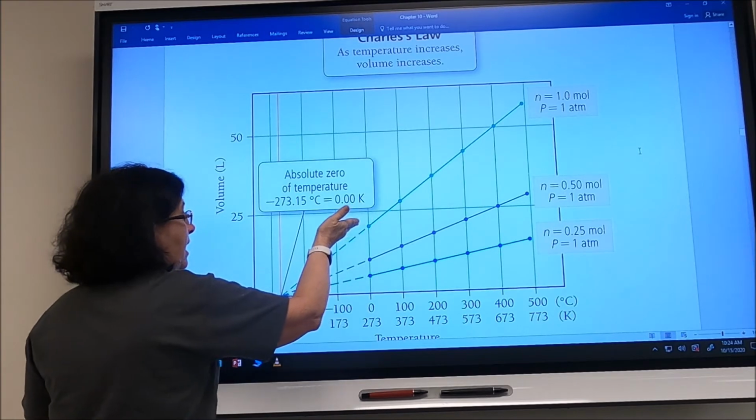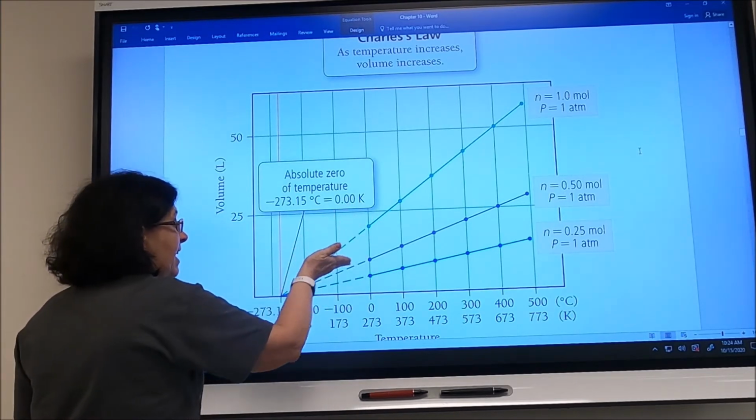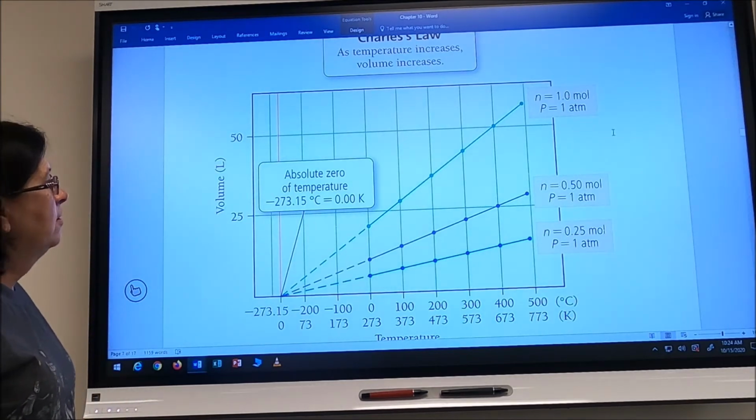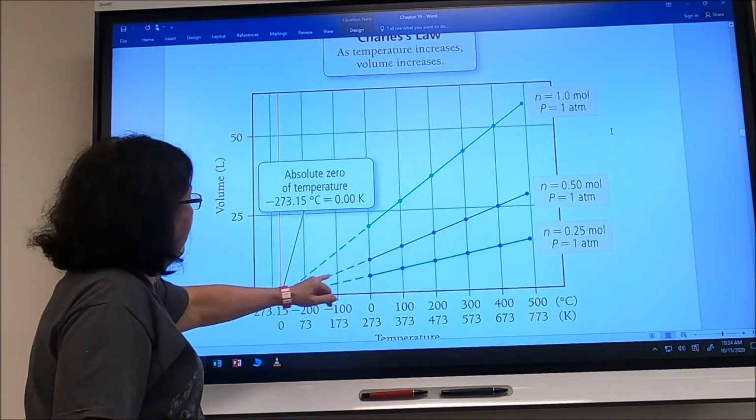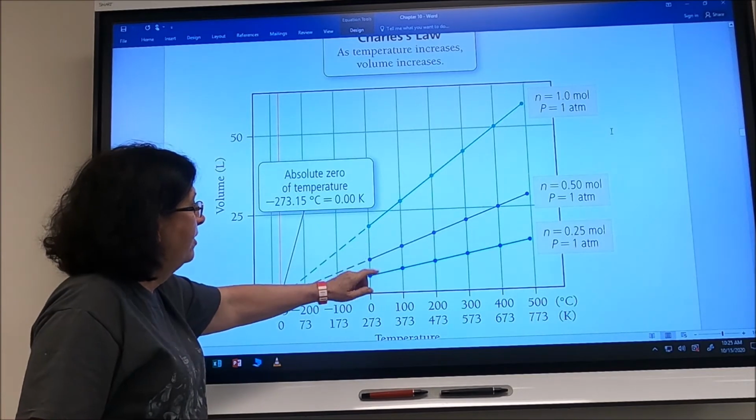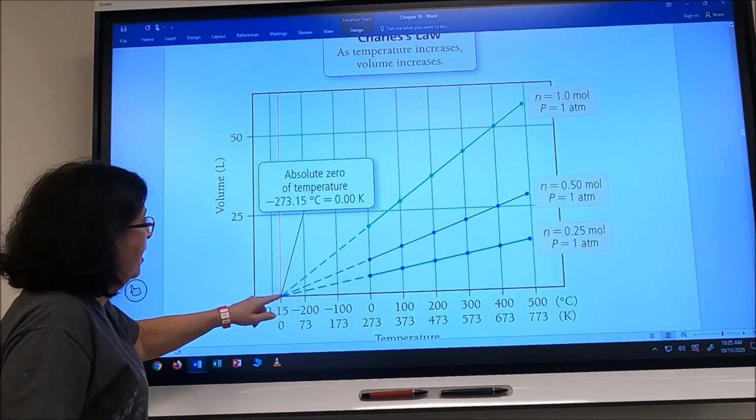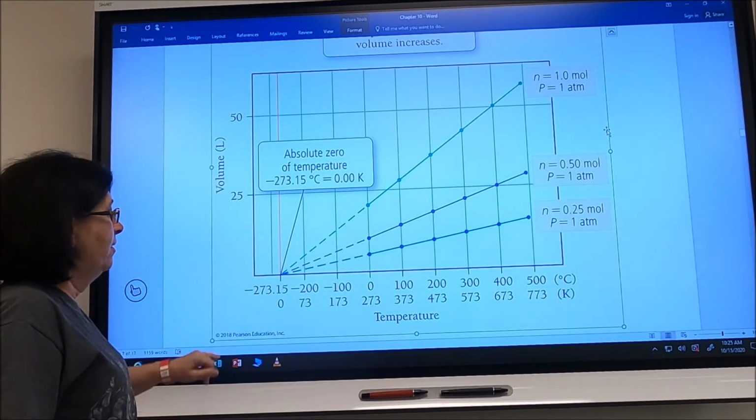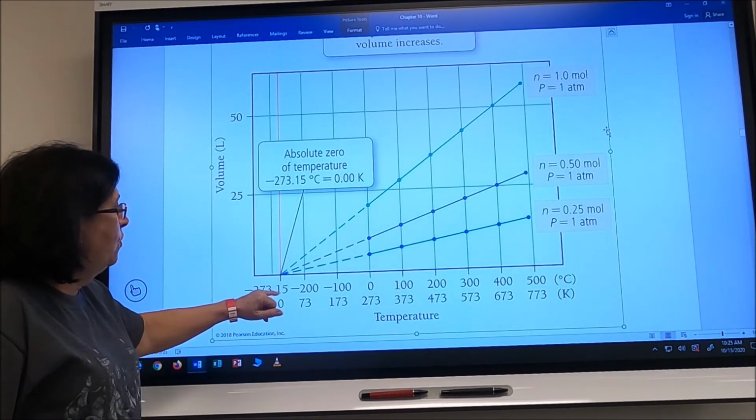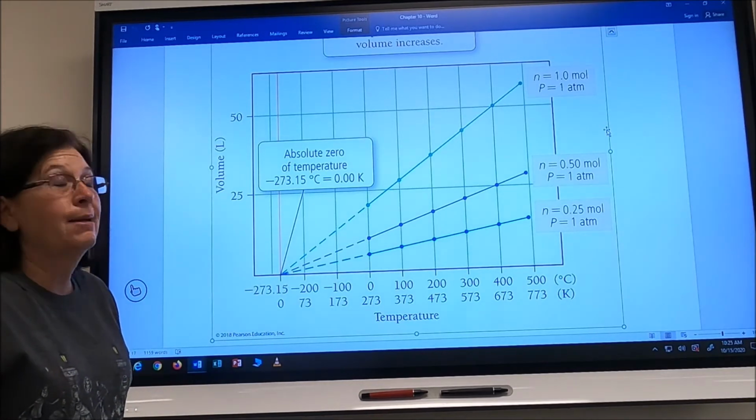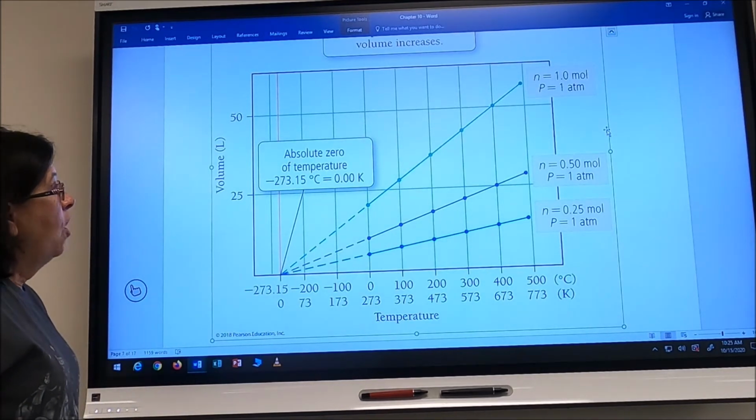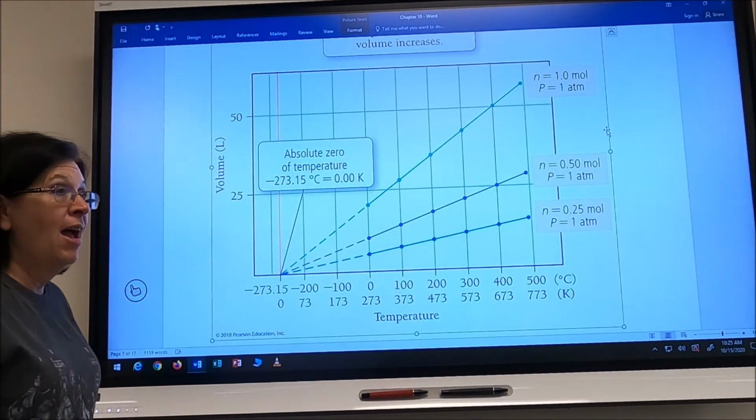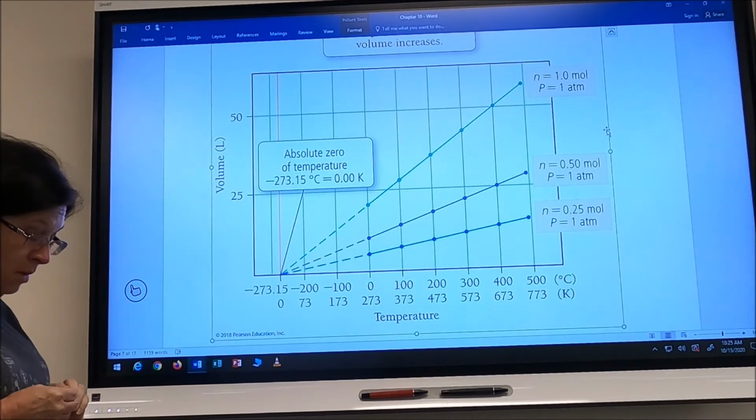Now, one of the neat things that Charles did is he extended these lines. In math, we call that extrapolation. And what he noticed is, no matter what his sample size was, the lines all met at a single point at minus 273.15 degrees C. So at that temperature, the volume for his extrapolated lines goes to 0.